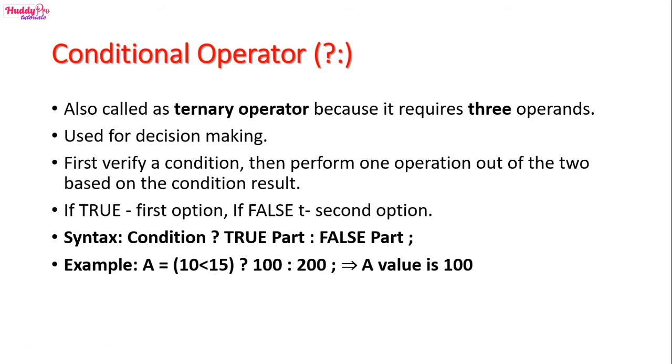10 is really less than 15. So the true part, which is 100, will be assigned to our variable A. Now, if 10 is not less than 15, then the false part, the 200, will be assigned to A. But for our example, the condition gives us a true result, so the true part will be assigned to variable A. Let's try this out using code blocks.